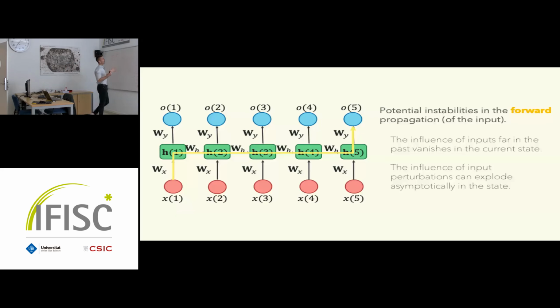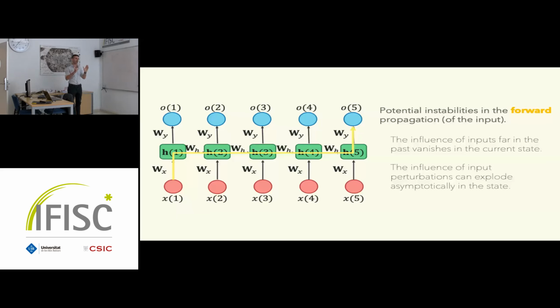For example, in the forward phase, so when I calculate the output given the input, I can have potential instabilities due to the fact that, for example, the influence of some inputs can vanish progressively over time, right? Because maybe these transformations here in green are squashing the information too much. At the same time, the influence of this information here can explode over time. So you can see this like a dynamical system. You need to avoid instabilities in the forward phase, correct?